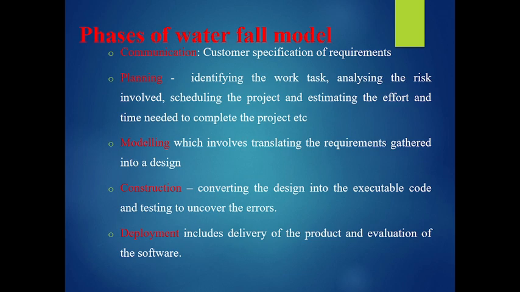Next, let us see various phases in waterfall model. The first phase is communication. During this phase, we have to specify the requirements. Then the next phase is planning. Once the requirements are gathered, we have to identify the work tasks, analyze the risk involved, schedule the project, and estimate the effort and time needed to complete the project, etc. These are all the activities done during the planning phase.